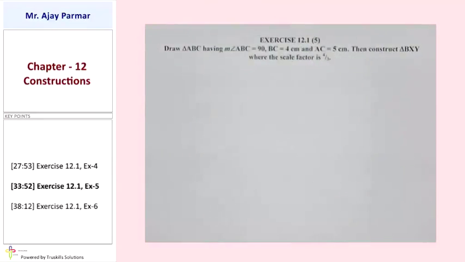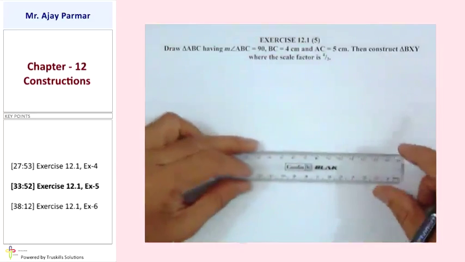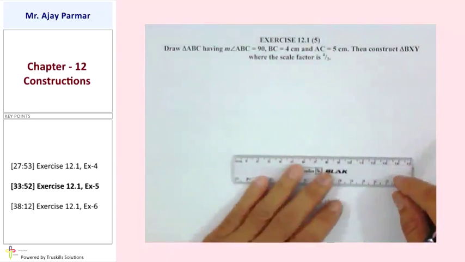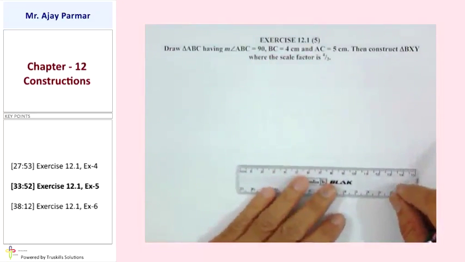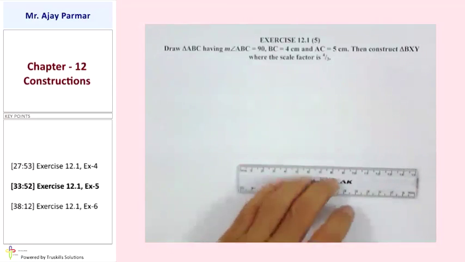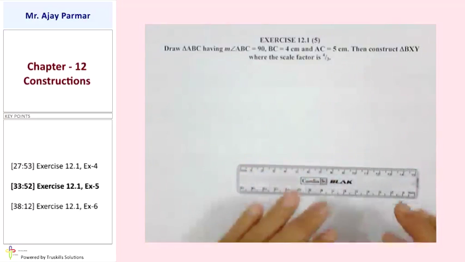Triangle ABC, measure angle ABC is going to be 90, BC is 4 cm, AC is 5 cm. And we are supposed to construct triangle BXY such that the scale factor is 4:3. That is once again bigger than 1. First of all, line segment BC of 4 cm, or else a ray whose measurement would be bigger than that of the 4 cm. Why?